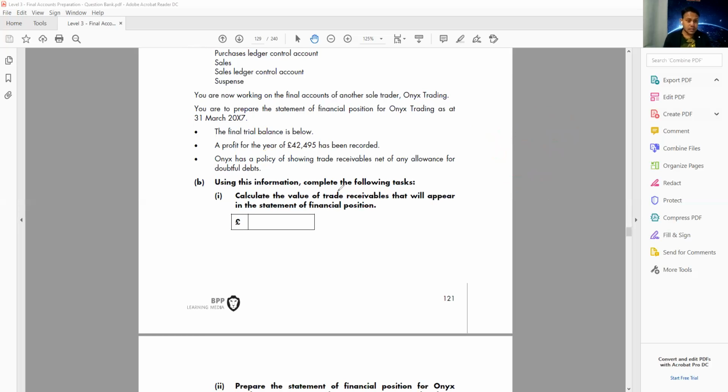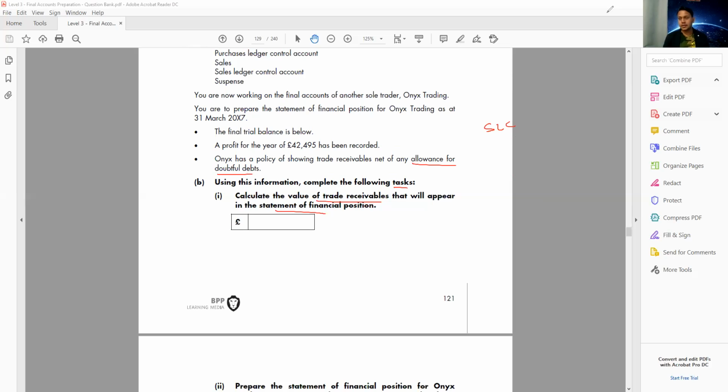Let's read the requirement. What is the requirement here? Using this information, complete the following task. Calculate the value of trade receivables that will appear in the statement of financial position. So they said, find the trade receivables value. That means find the sales ledger control. How much will be shown on the statement of financial position? So you already know the company policy. You have to find the sales ledger control and minus any allowance for doubtful debt. So that will give us how much you're going to show on the statement of financial position.